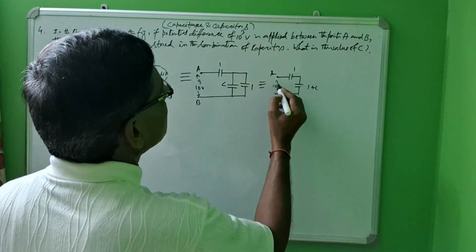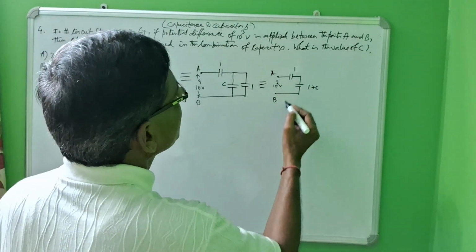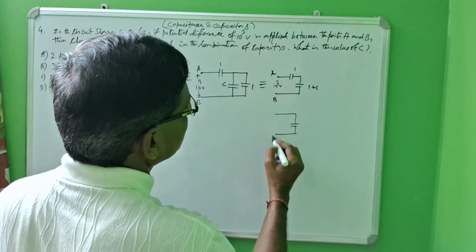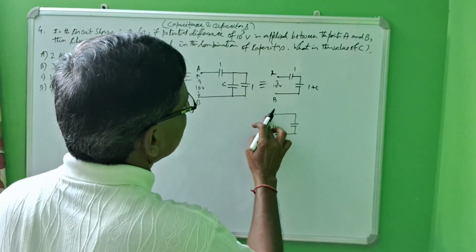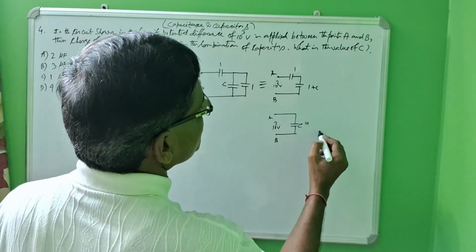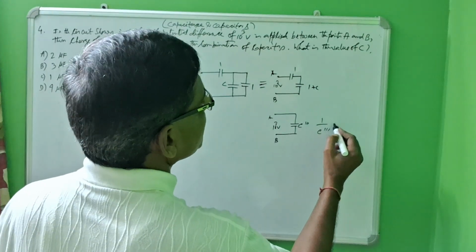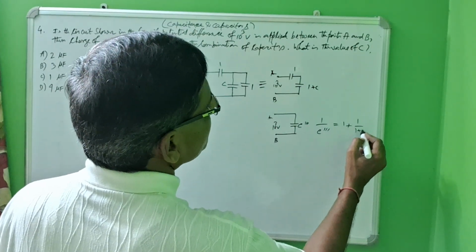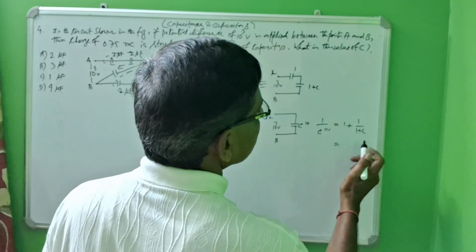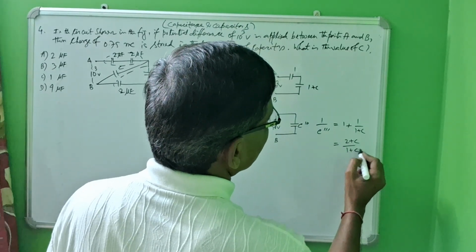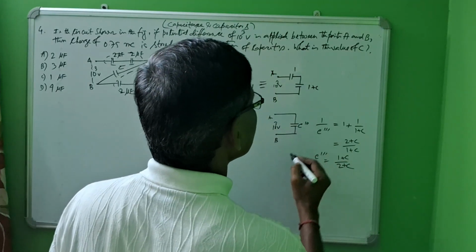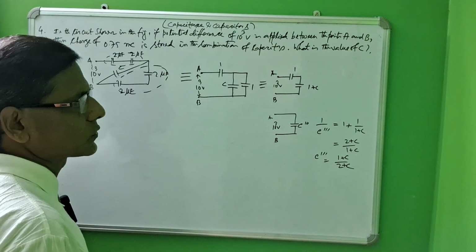Now this is in series connection, so the resultant of C dash, C double dash, C triple dash equals 1 plus C upon 1 plus 1 plus C, means 1 plus C plus 1 plus 1 plus C, that is 2 plus C upon 1 plus C. So C triple dash equals 1 plus C upon 2 plus C.